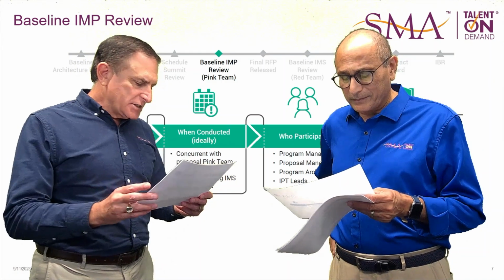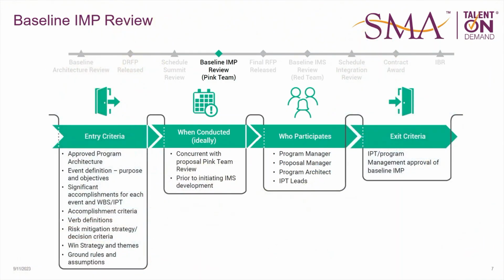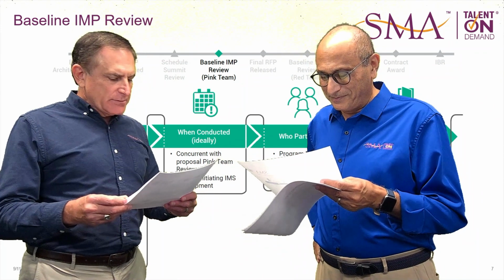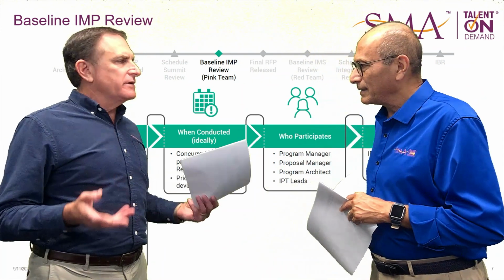The risk mitigation strategy and definition criteria. Also, your win strategy and themes have to be a part of this. And then the ground rules and, of course, assumptions. Always, right? Now, when do you do this? We do this at Pink Team. This is the thing that occurs at Pink Team. Exactly. But it's got to be prior to initiating the IMS development.